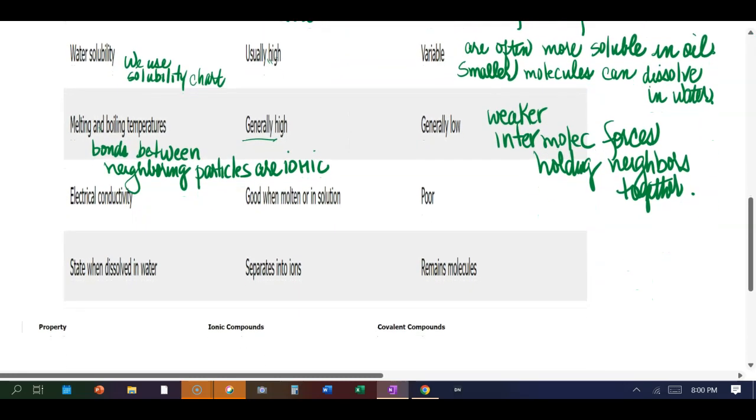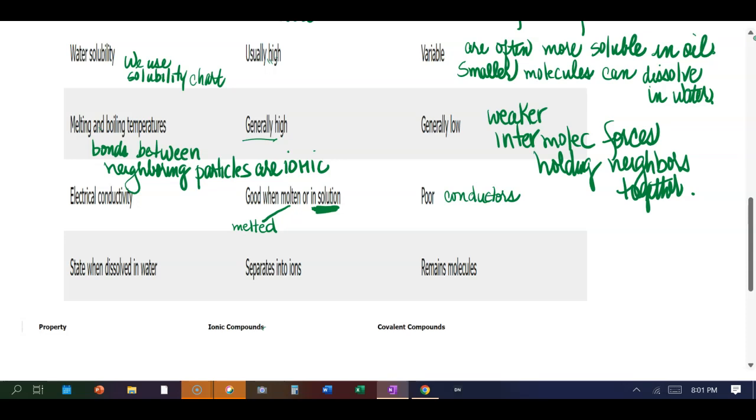So electrical conductivity, we found out ionic compounds are exceptionally good, not only when they're in solution, but when salt is molten. That is, molten means melted. So if you take salt to a high enough temperature that you can melt it, in that liquid state the ions will conduct. Yes, that's true. Whereas covalent compounds are poor conductors of electricity because ions, remember, don't form.